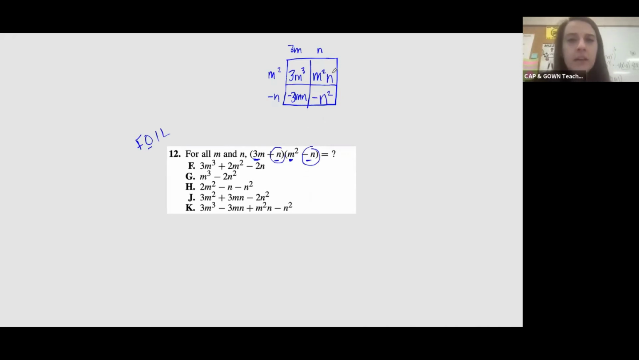So usually you can check your diagonal for your like terms, but in this case, none of these are like terms. So we just put them all in a line, or because you're going super fast because you're taking the ACT, you just look for the terms in the answers. So we see 3m to the third, so that could be F or K. And then I see negative 3mn. Boom, negative 3mn. This one doesn't have it. F is not my answer, but K is.